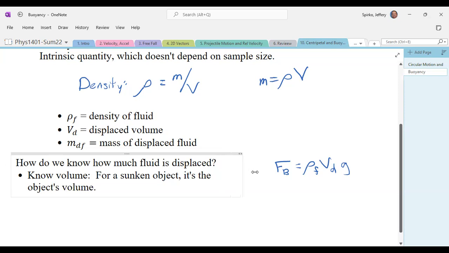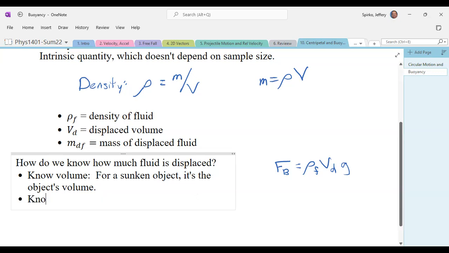And if you have an object that's completely sunken, then the volume you're talking about is the volume of the object itself. So you could be controlling the volume based on the fact that you know how big your object is. So you could take a cannonball and sink it in water. And before you sink it in water, measure the size of the cannonball so you know how big it is. And when you sink it in water, thus you know the buoyant force, because you can put in that volume that you calculate and the density of the water and g, and you got your buoyant force.